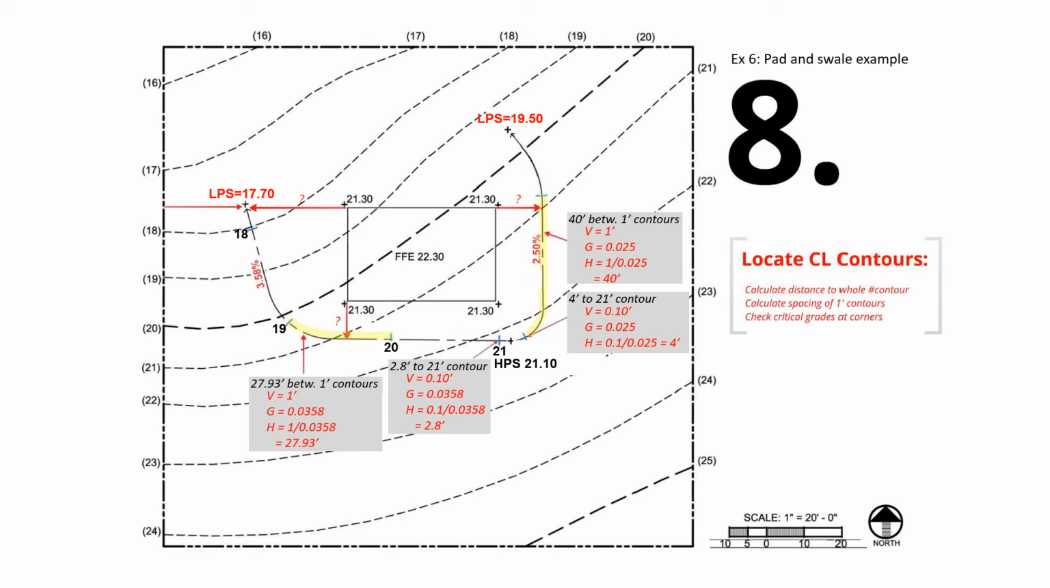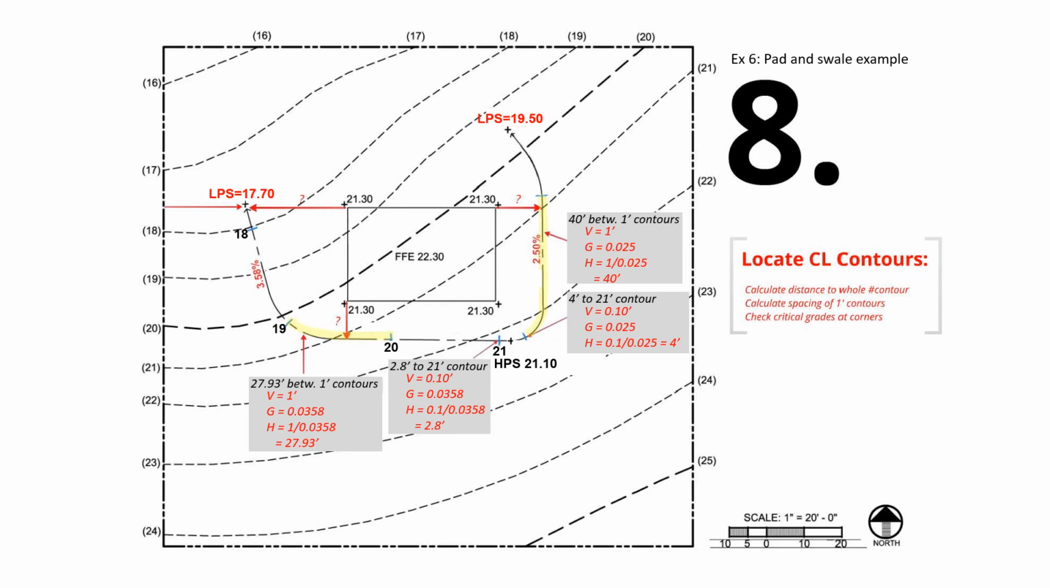Now the next step will be to locate the centerline contours. Okay, this is a process that we've gone through during previous classes, so I will be very brief here. You can start from either side of the swell. Okay, and the formula here to use to calculate H is H equals V over G. You'll need to calculate at least 2 H's for each side of the swell. Take the east swell as an example.